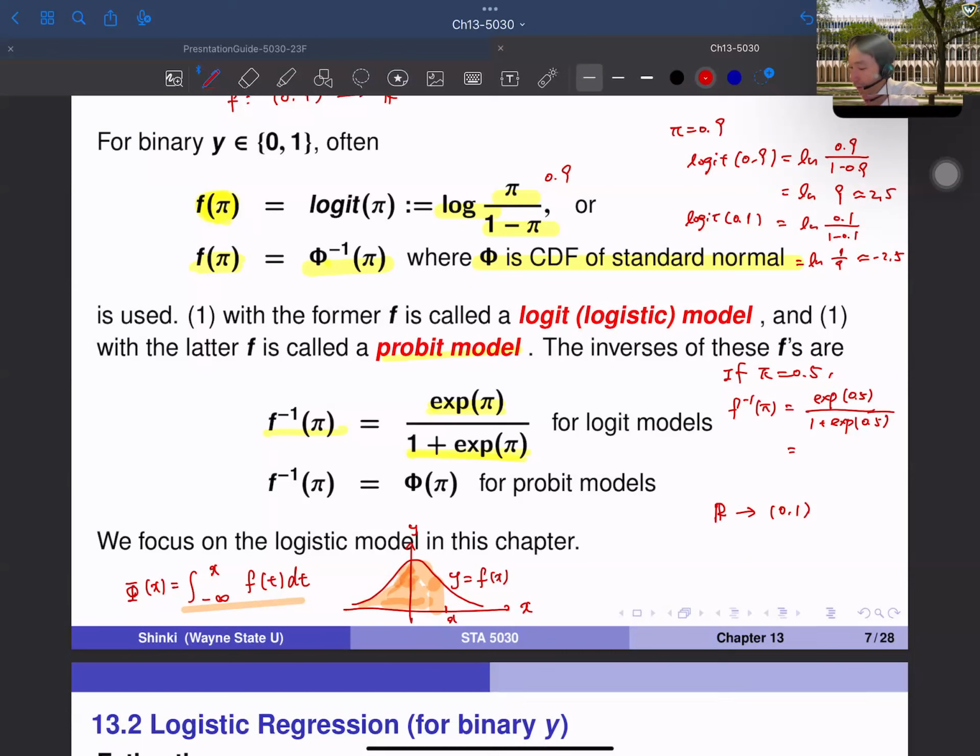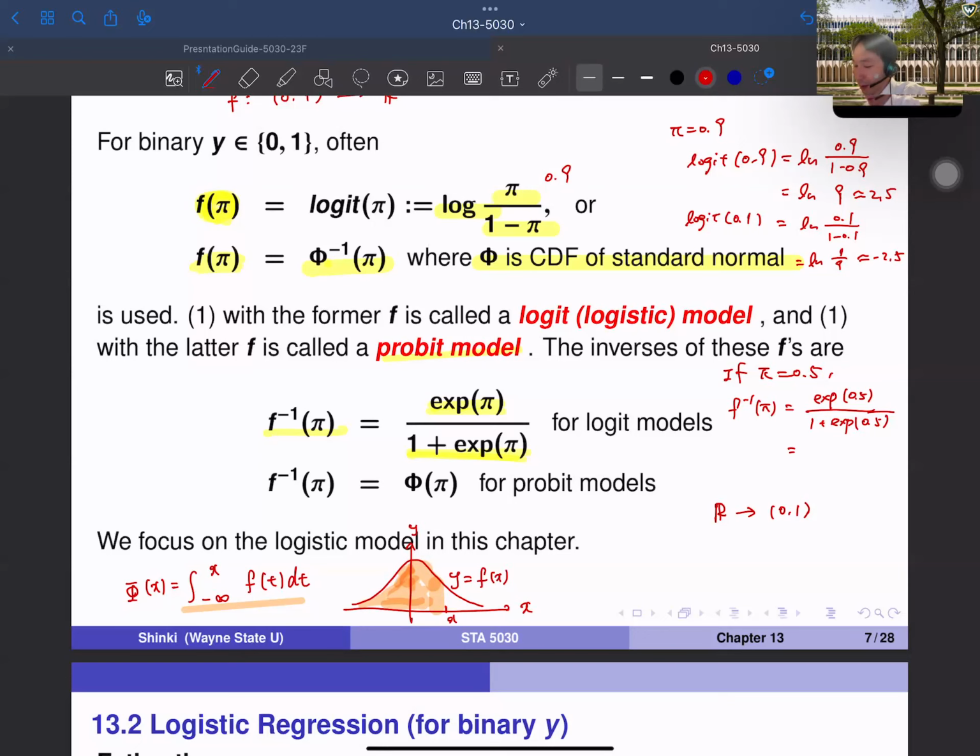So this is f inverse of pi. So it should be between 0 and 1. The argument ranges from negative infinity to positive infinity, and the output of f inverse is between 0 and 1.